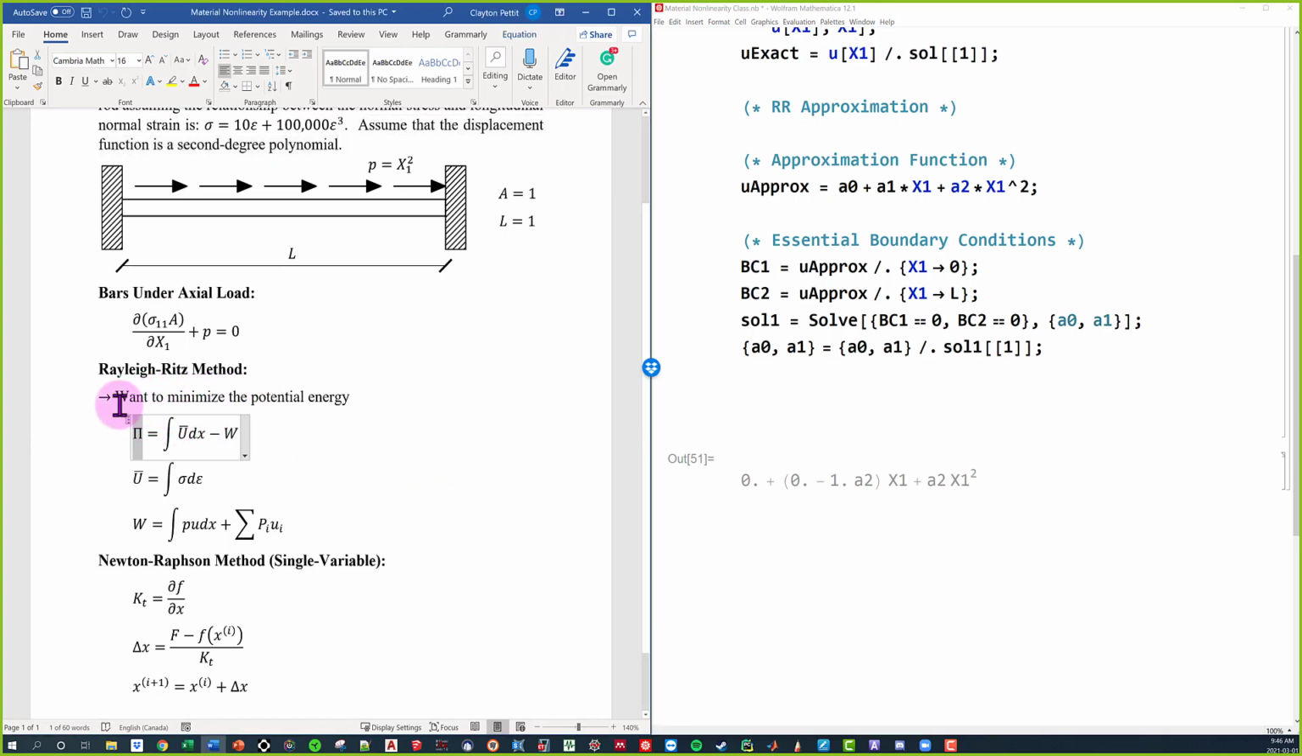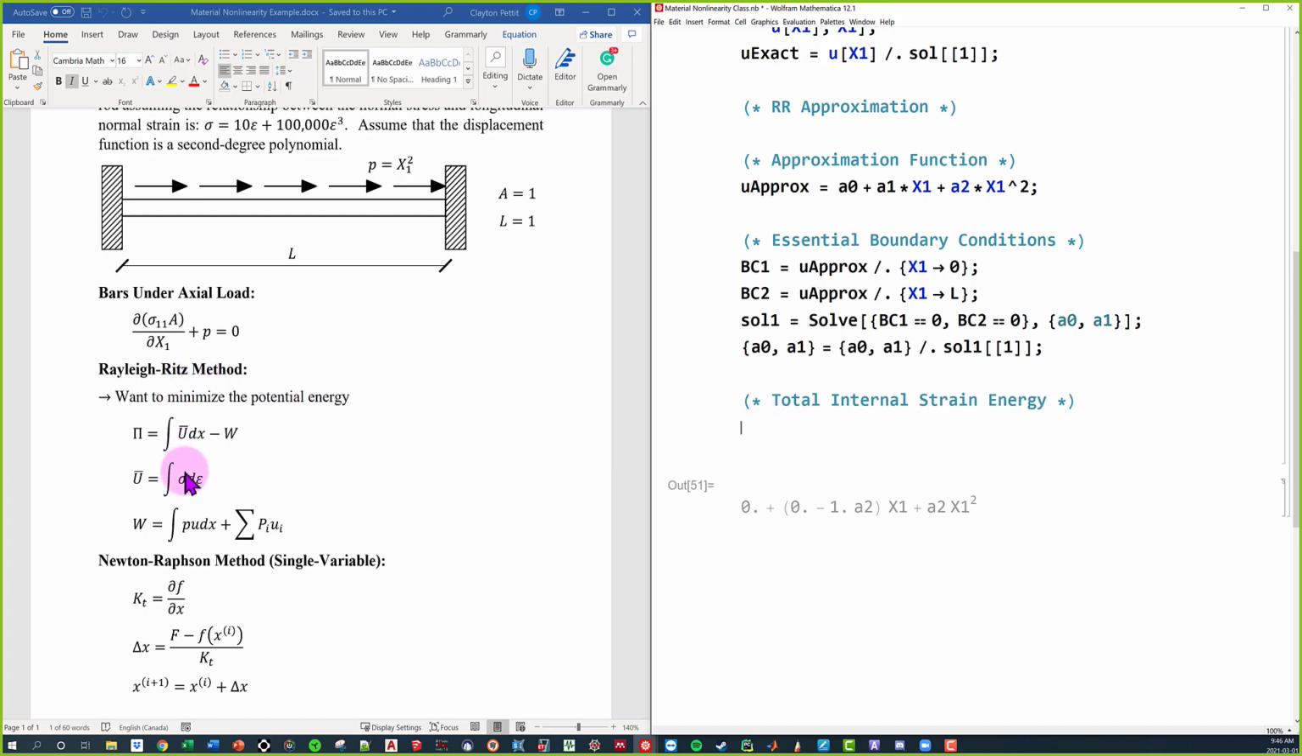So this capitalized pi is our potential energy, and it's simply going to be equal to the integral of our strain energy density minus the work done on the system. So what we're going to do is get this equation, and then try to minimize it. But if we look here, we have 2 components. We're going to look at each component. Again, this first one here is the total internal strain energy. So I'm going to put total internal strain energy. This is going to be the first component that we want.